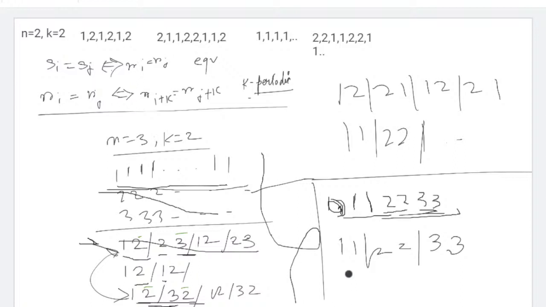Wait, let's try equiperiod. Did we try equiperiod one? Equiperiod one, yeah, this one, one, one thingy. Oh no.